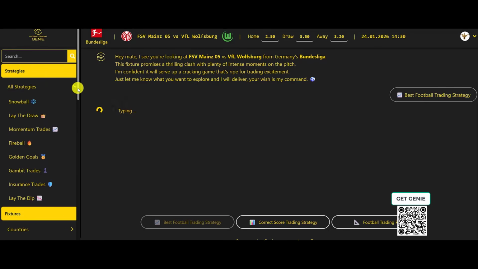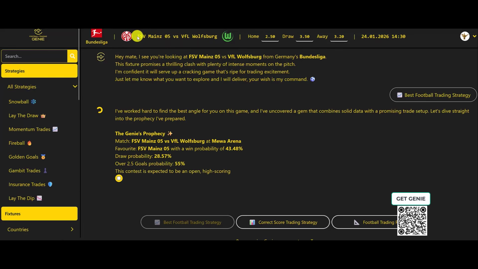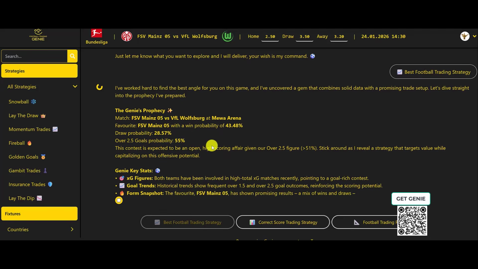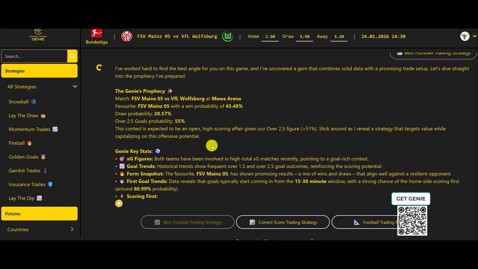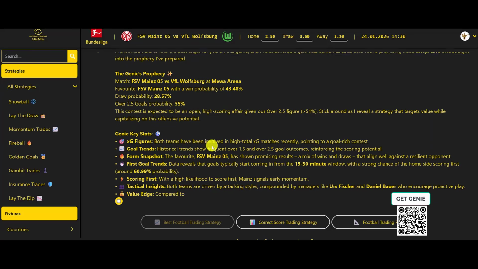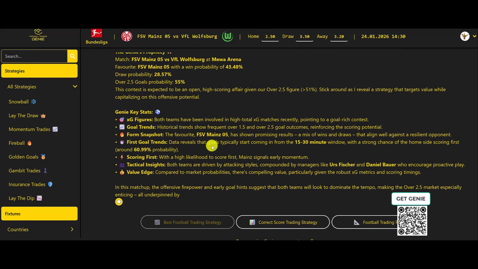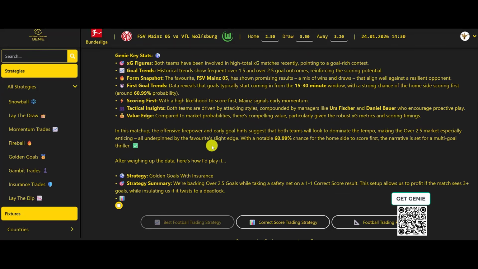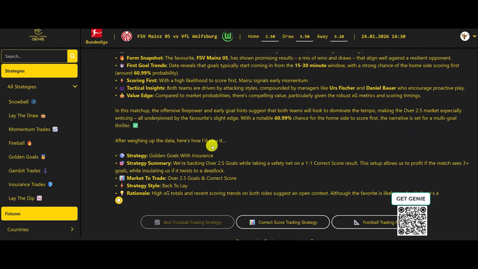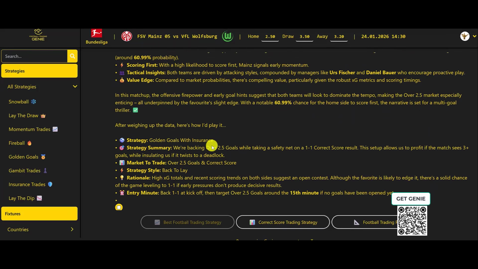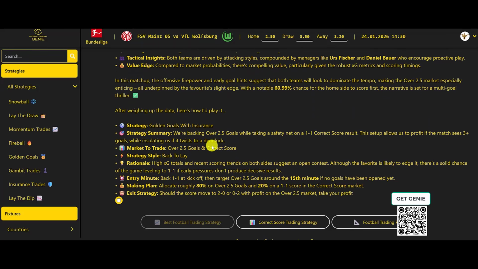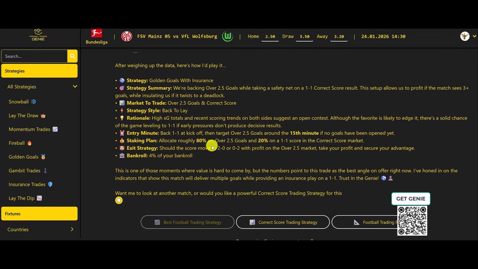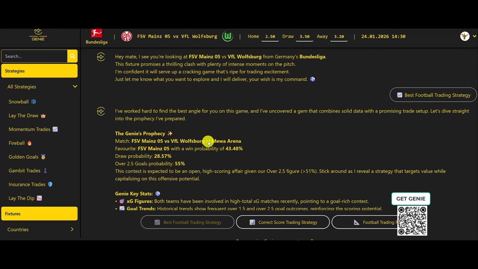Inside the Football Trading Genie, you just load up the same match, Mainz versus Wolfsburg. You click on Best Football Trading Strategy and let the AI do the work. So having a look at this, crunching all the numbers, it's suggesting that we're going to be backing over 2.5 goals, but we're going to take some insurance on the 1-1 correct score, which is quite interesting. We're going to back 80% on over 2.5 goals, 20% on 1-1.